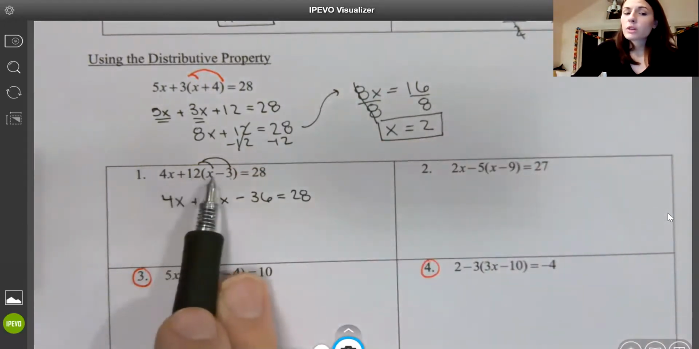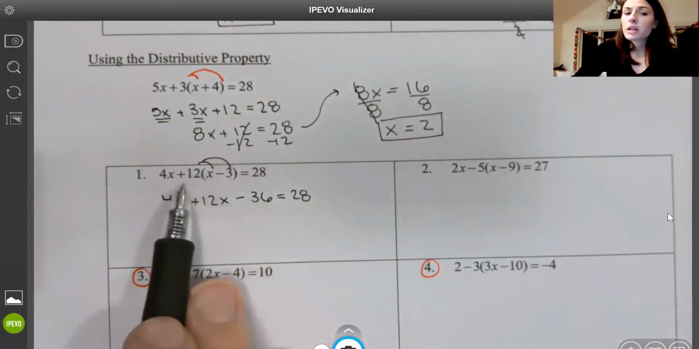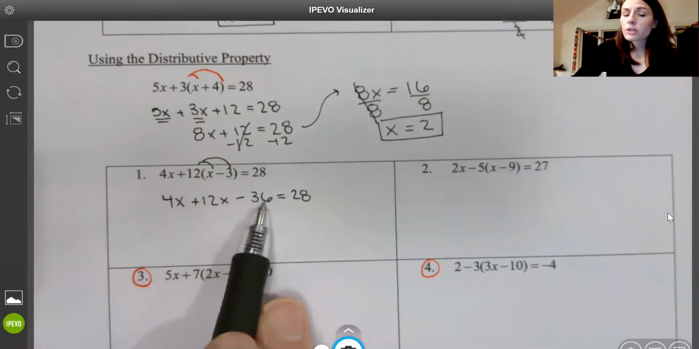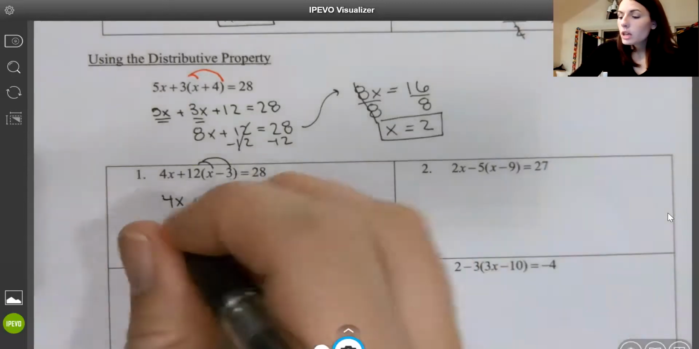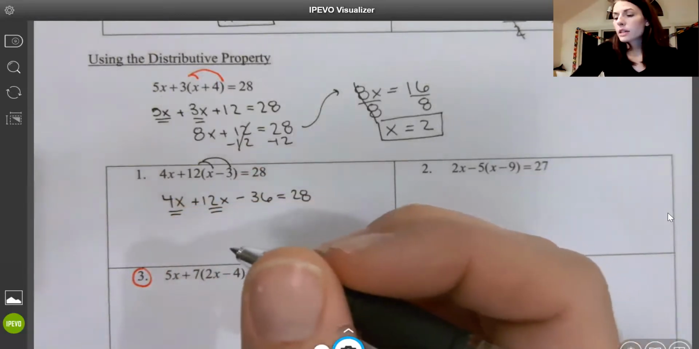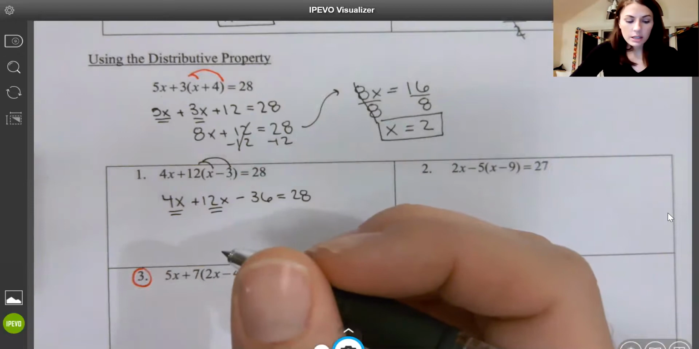So another note here, just being really careful with our signs. So positive 12 times x is positive 12x. Positive 12 times negative 3 is negative 36, or subtract 36. Combining our like terms here, so I have 4x and 12x, and adding that together is going to give me 16x.